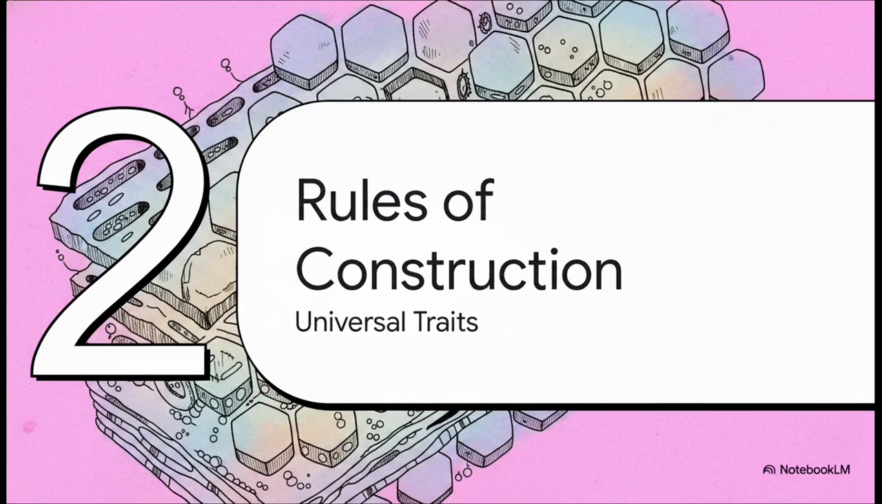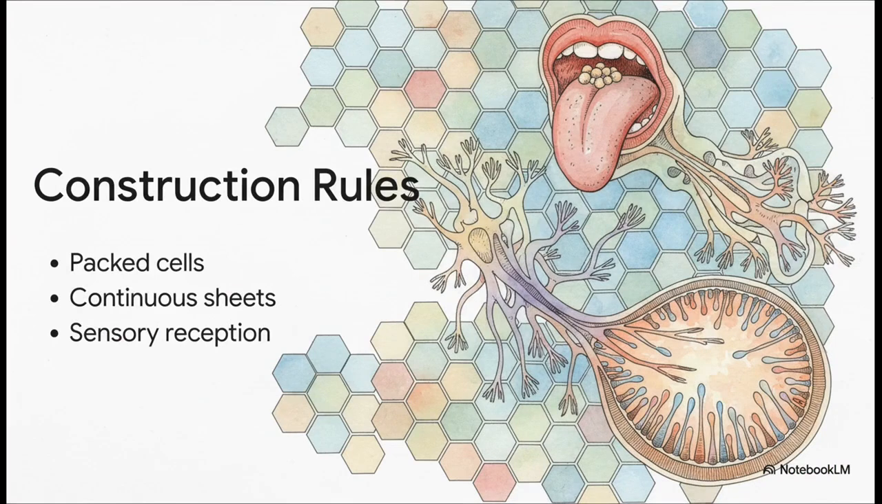Moving right along to section 2. Rules of construction and its universal characteristics. If we look closely at the notes, we can spot its defining physical traits. These cells are packed tightly together into continuous sheets. There is very little extra or intercellular substance floating around between them. They are tight, they are continuous, and they leave almost absolutely zero wasted space.